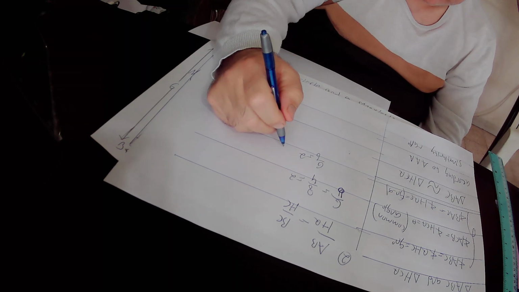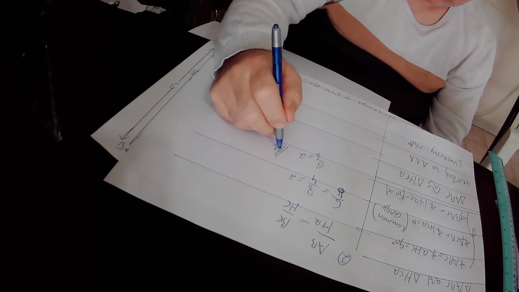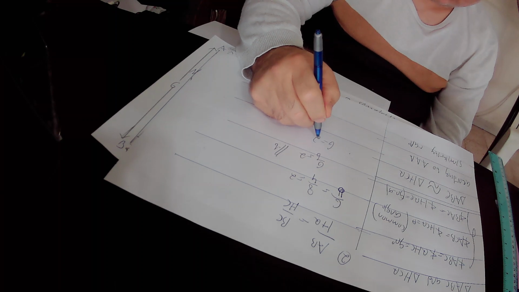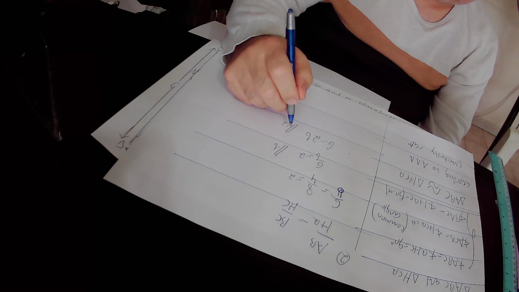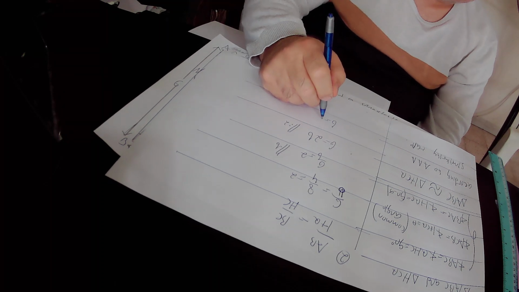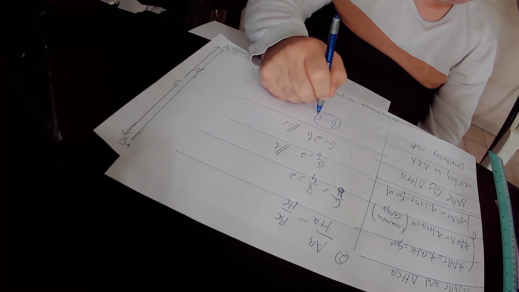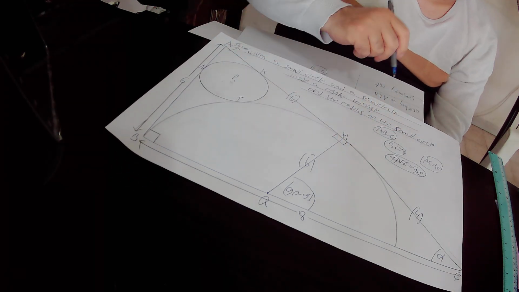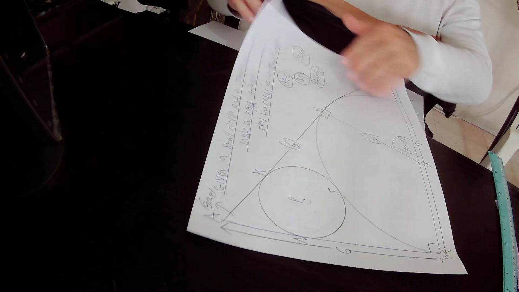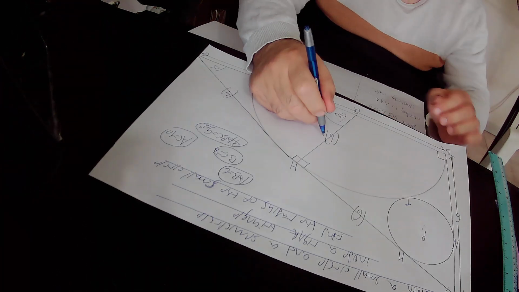Here we multiply this equation by B and we get that 6 equals 2B. Here we divide this equation by 2. Finally we get that B equals 6 over 2, that is 3. So the radius of this big semicircle, B, equals 3 units in length. Write it down, B equals 3.